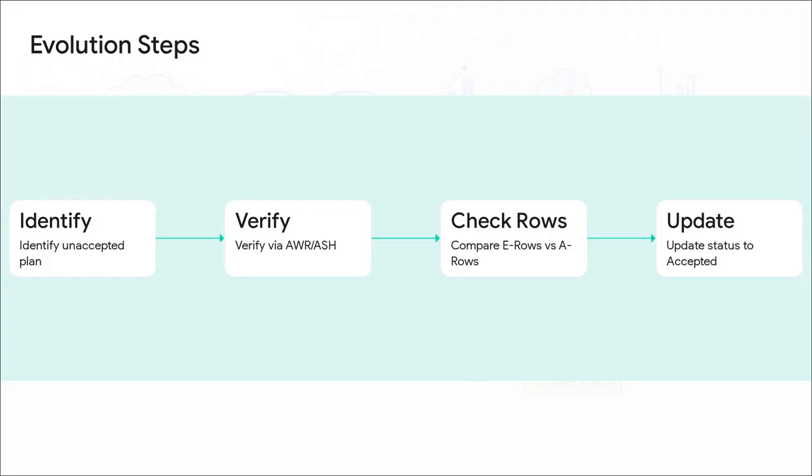By following these steps to check historical resource consumption and row estimations, you can confidently evolve a new plan. You use that AWR Compare Periods report to verify if the new plan's CPU and I/O are actually lower. You monitor ASH during a test run to ensure it's not suddenly hitting row lock contention. And critically, you check DBMS_XPLAN to confirm those estimated rows closely match the actual rows. Once all that checks out, you simply update the status so that accepted flips to yes.